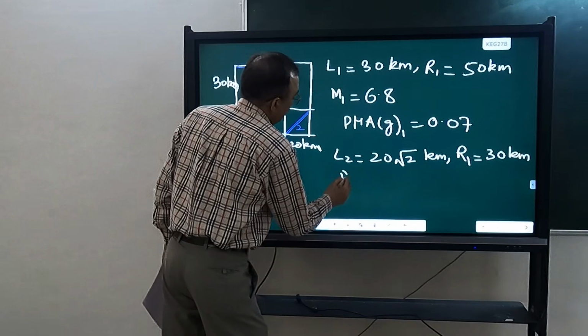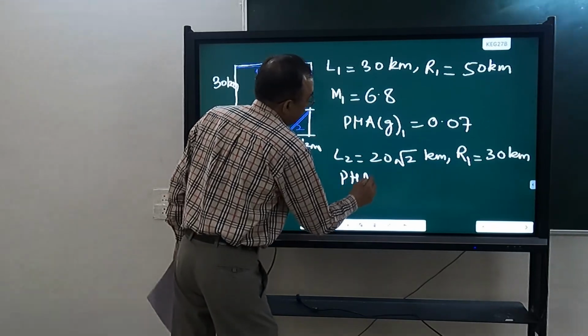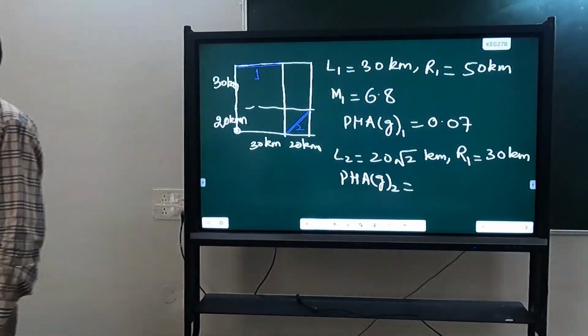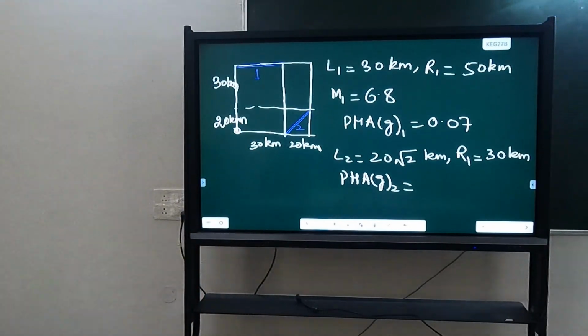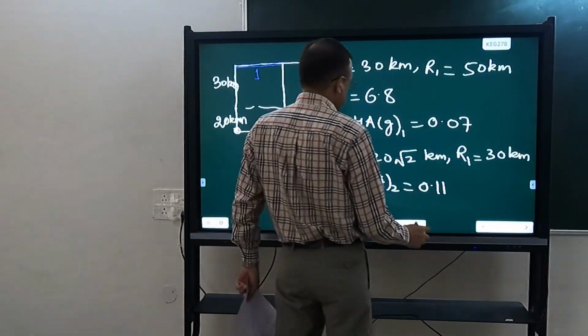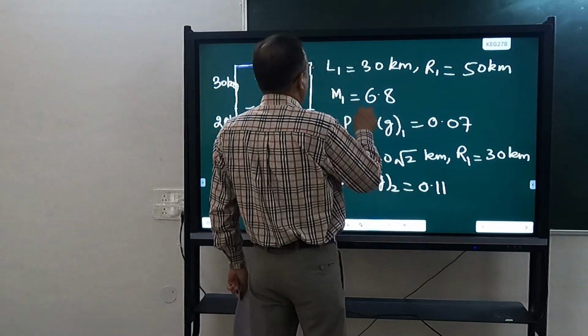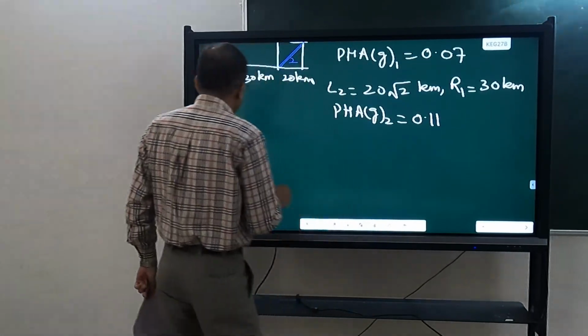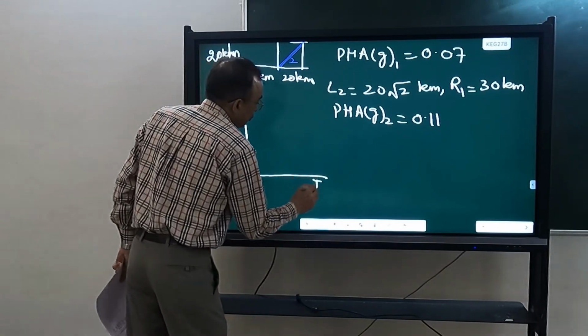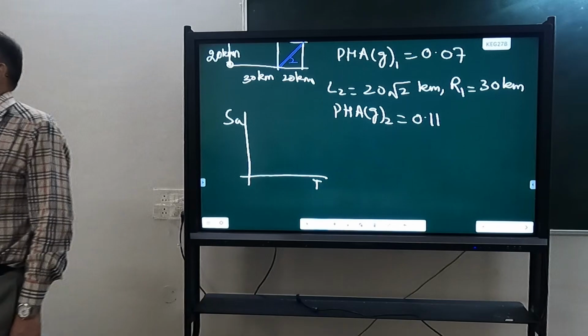Okay, so you can calculate PGA for fault 2 also. First calculate M2 and then, substituting that value of M2, calculate PGA2, 0.11. Okay, then you can plot the response spectrum, SA versus T, using the shape of IS 1893.